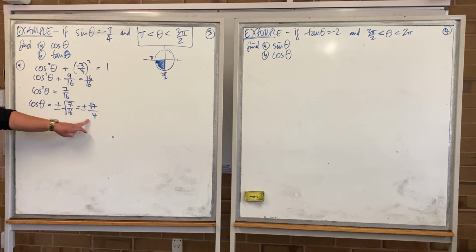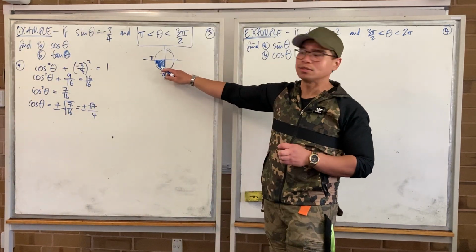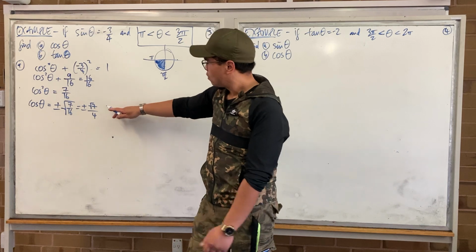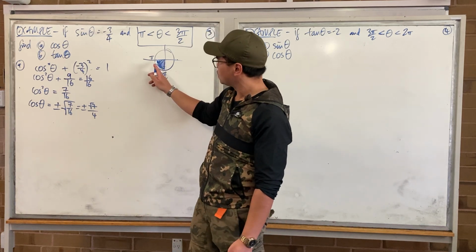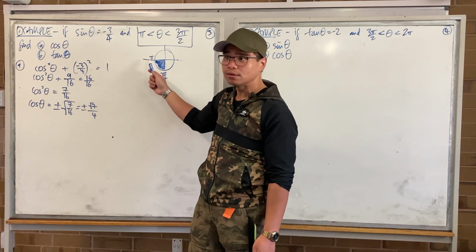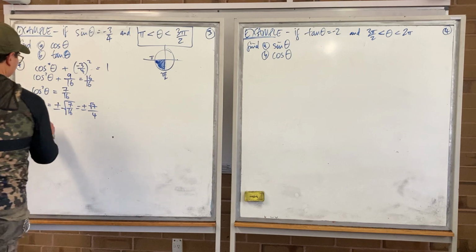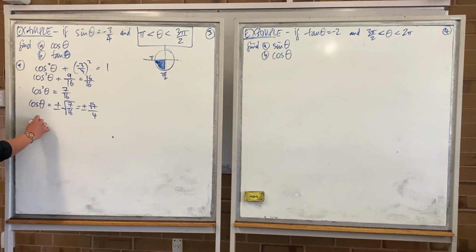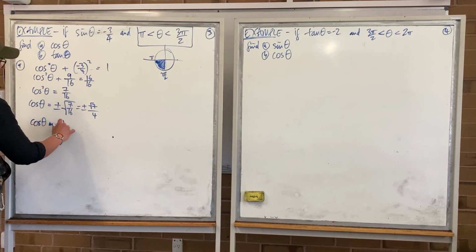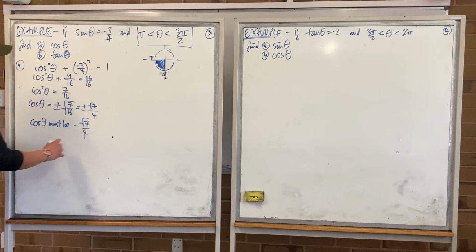I have two options here, but I've been told that the angle has to be in this quadrant. So in this quadrant, what are the cosine thetas? Are they positive or negative? Negative. They're negative, so the only option must be negative root 7. So cos theta must be negative root 7 on 4.